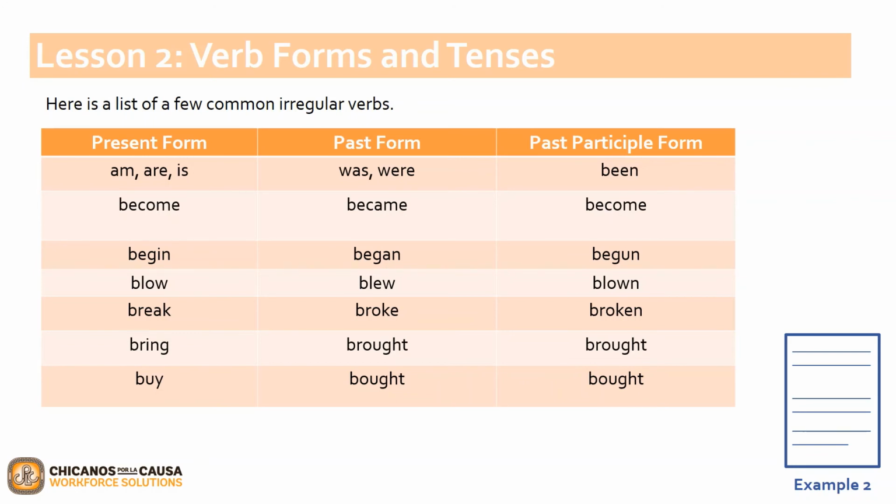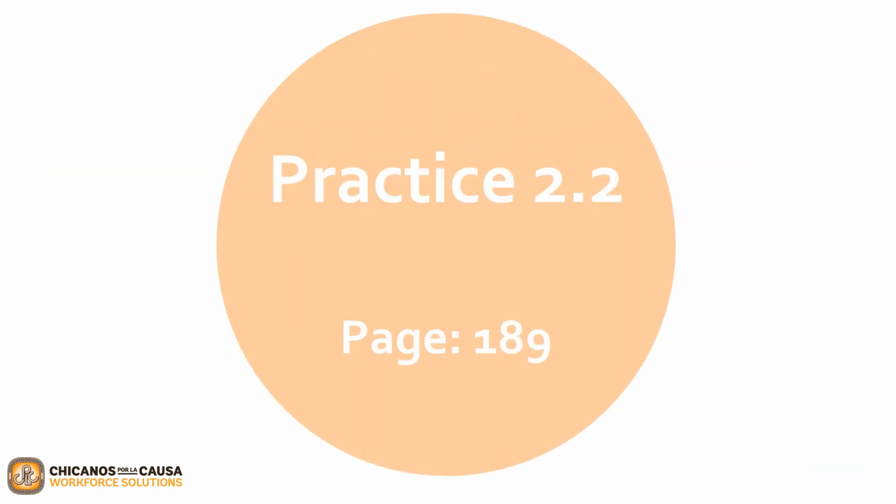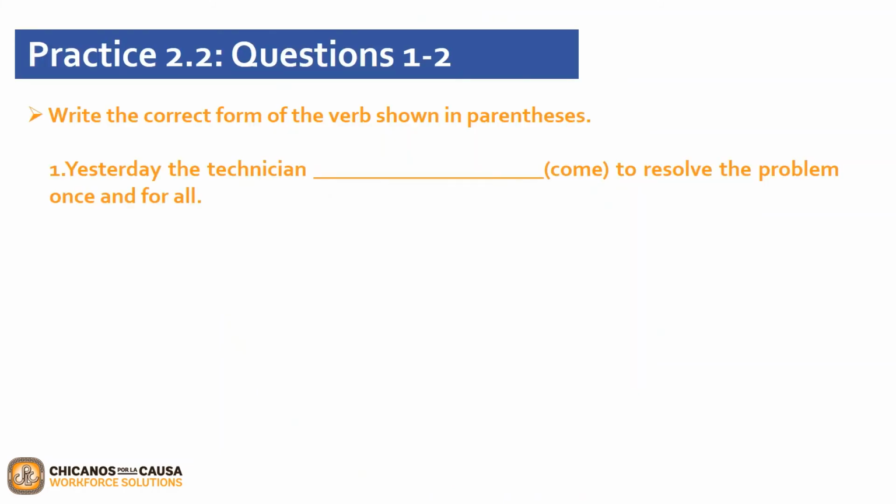You can find the whole list of common irregular verbs on page 188 of your book. Now that we've finished going over irregular verbs, let's start on practice 2.2 found on page 189. Before you start on practice 2.2, I advise that you have a pen or pencil and a sheet of paper next to you so you can answer the following two questions.